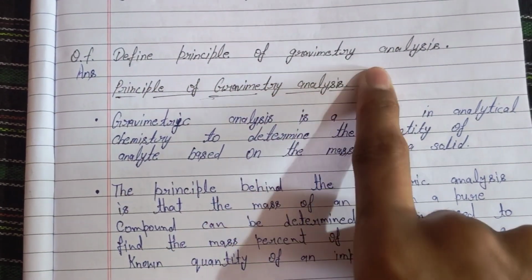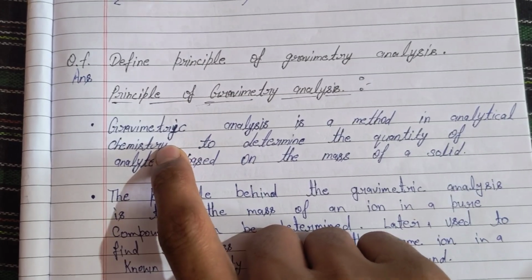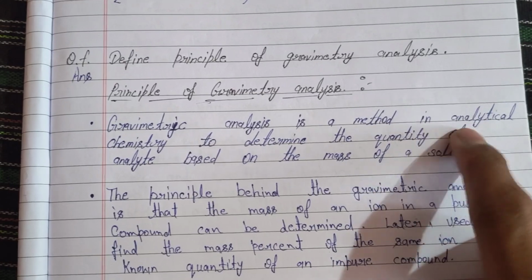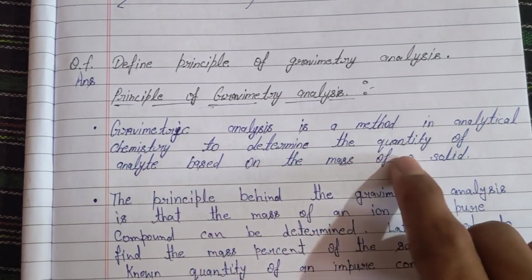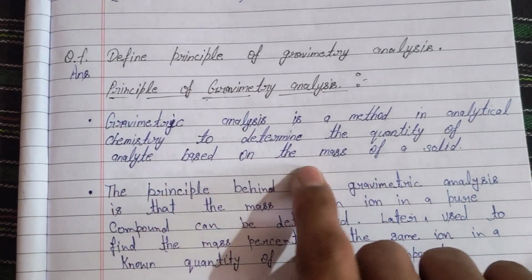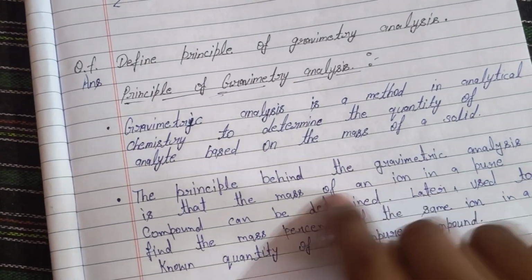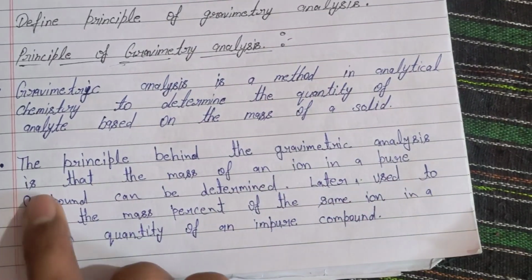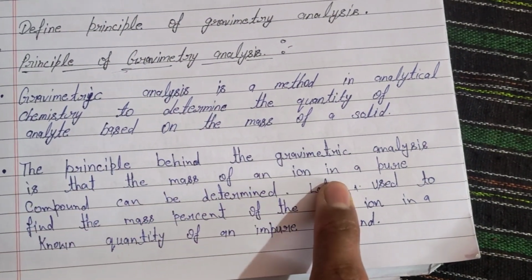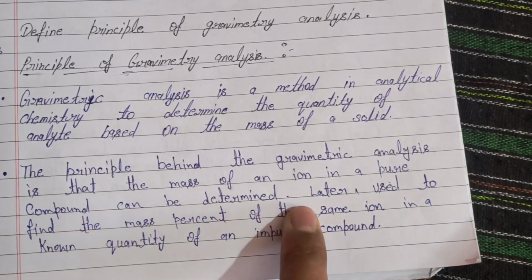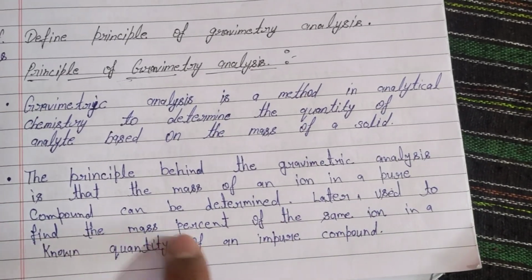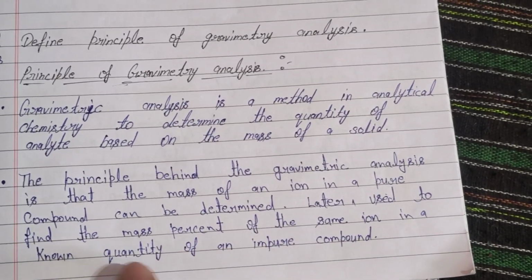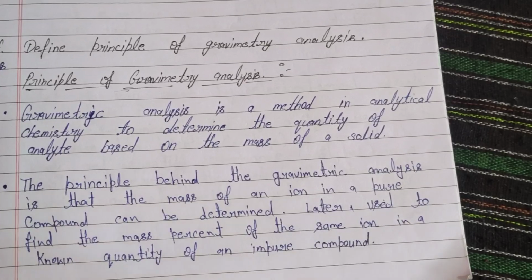Define principle of gravimetric analysis. Gravimetric analysis is a method in analytical chemistry to determine the quantity of analyte based on the mass of a solid. The principle behind gravimetric analysis is that the mass of an ion in a pure compound can be determined and later used to find the mass percent of the same ion in a known quantity of an impure compound.